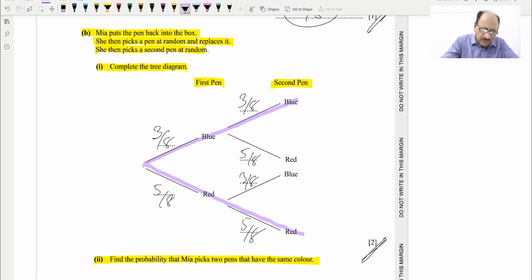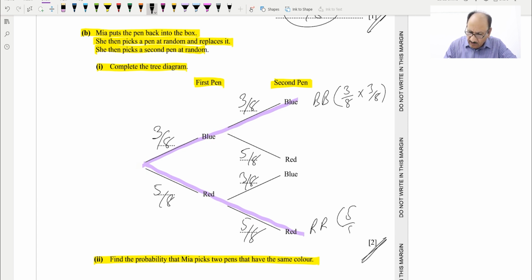So we can calculate this will be blue and red, and this will be 3 by 8 into 3 by 8, and this will be 5 by 8 into 5 by 8, and we have to calculate and we need to add these two probabilities. That will be our answer.